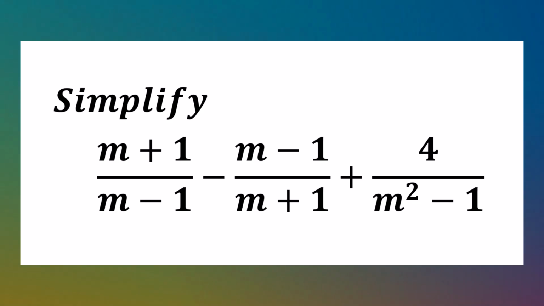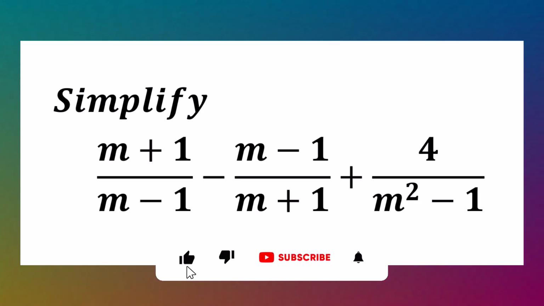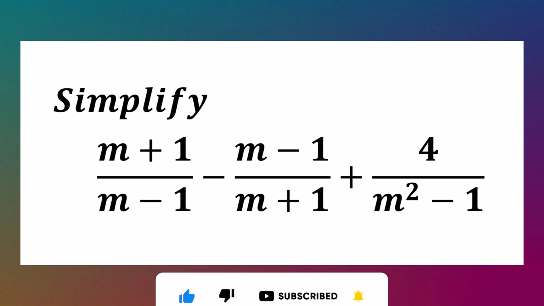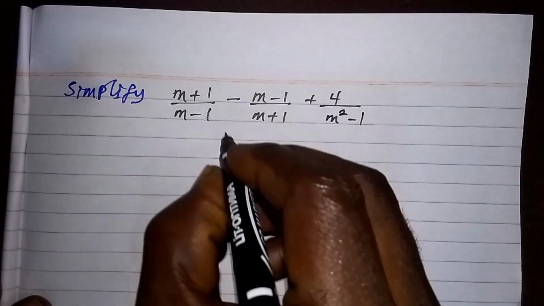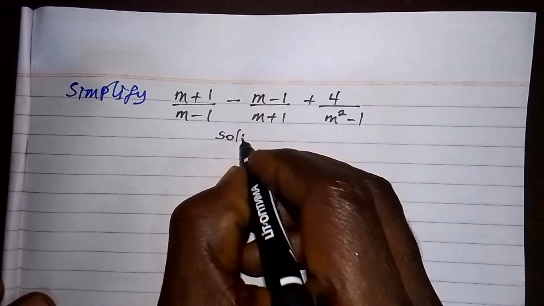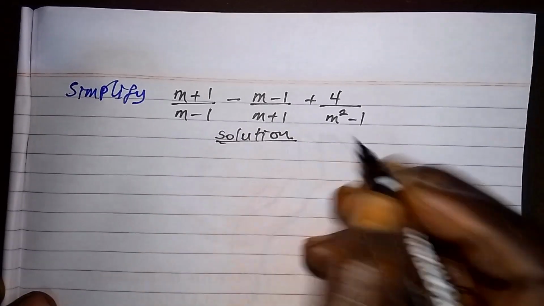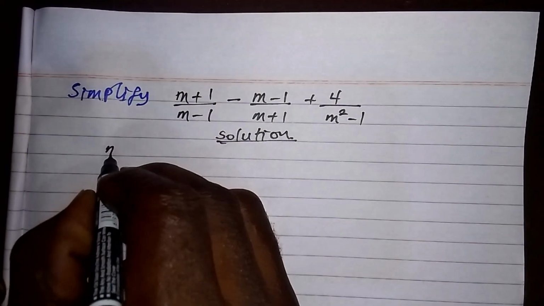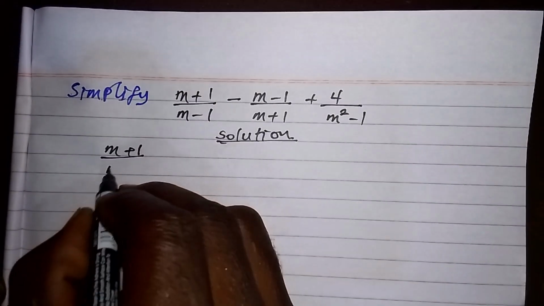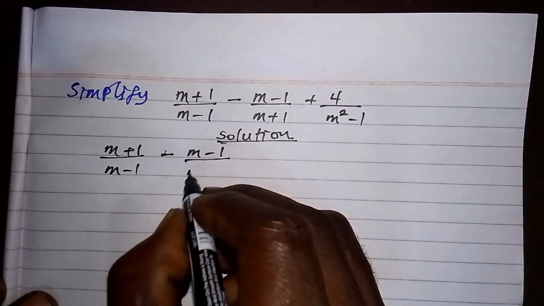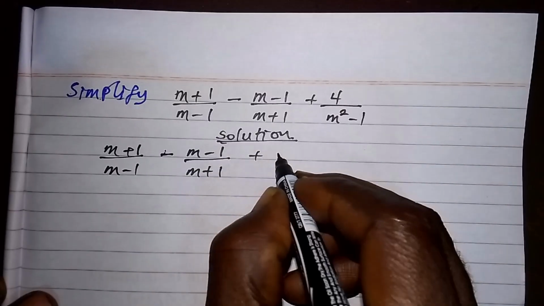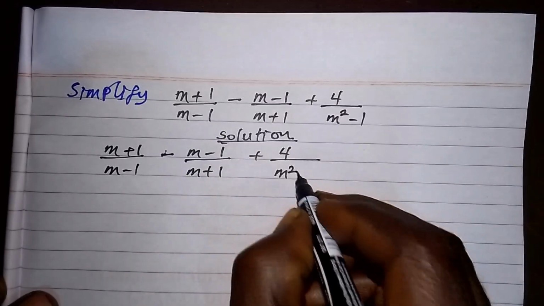Simplify (m plus 1) over (m minus 1) minus (m minus 1) over (m plus 1) plus 4 over (m squared minus 1). Let's get on with our solution. So we have (m plus 1) all over (m minus 1) minus (m minus 1) all over (m plus 1) plus 4 over (m squared minus 1).